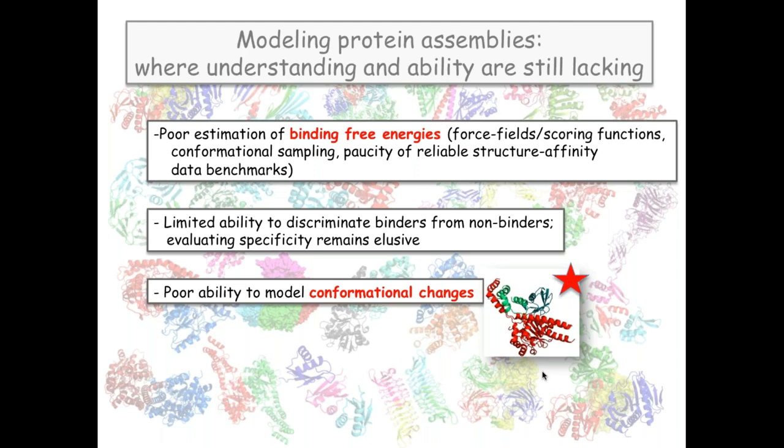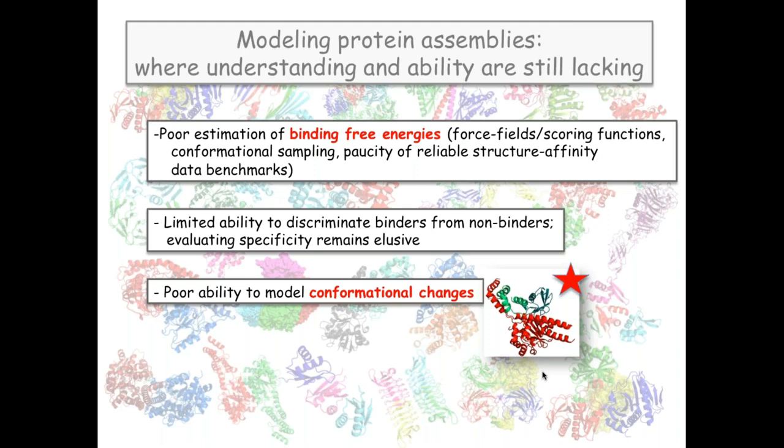In other words, the force fields themselves, the scoring function, and the conformational sampling are also important because for free energies you need sampling. And what you also need very crucially is reliable structure-affinity data benchmarks, because this is what helps you to improve your computational procedure. All this is still not optimal. We still cannot, or hardly, discriminate binders from non-binders. And hence evaluating the specificity, what a specific binding mode is, still remains elusive.